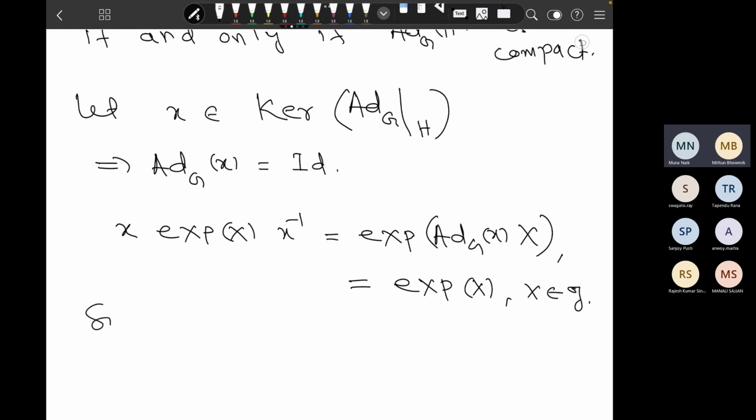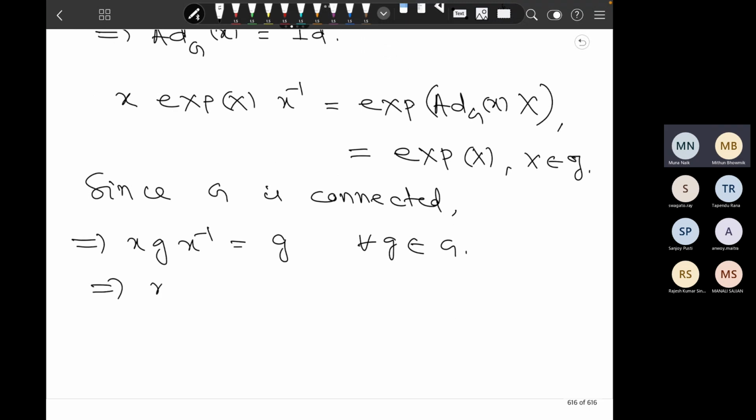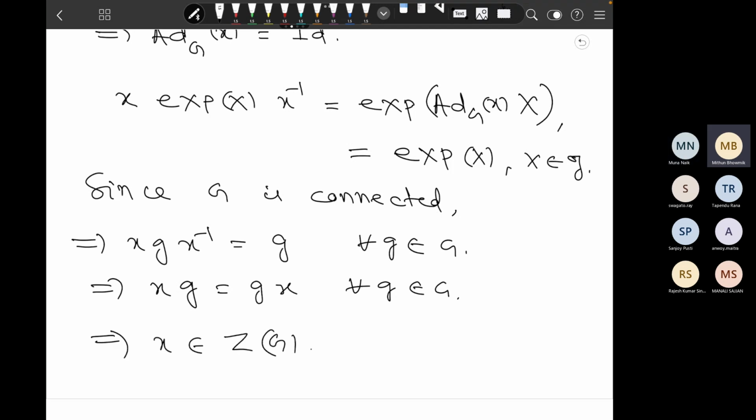Since G is connected, the exponential of the neighborhood, the exponential of the Lie algebra, will generate the whole group. So this implies xgx⁻¹ is equal to g for all g belonging to G, so xg equals gx for all g in G. This implies x belongs to Z(G) intersection H.